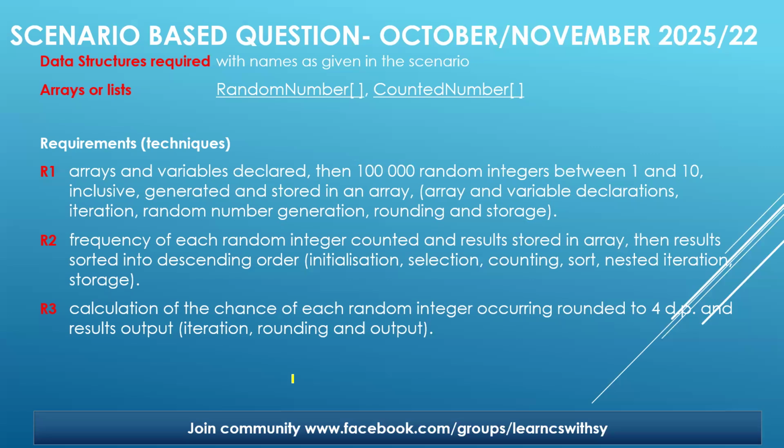Requirement 2: frequency of each random integer counted and results stored in the array, then results sorted in descending order. For that, you need initializing, selection, and iteration, which is definitely going to be nested because of the bubble sort being used here, counting, sorting, and definitely the storage in the appropriate arrays. After that, we are done with requirement 2. The third requirement is calculation of the chance of each random number occurring rounded to 4 decimal places, and results are output. For requirement number 3, we need iteration, rounding, and output.